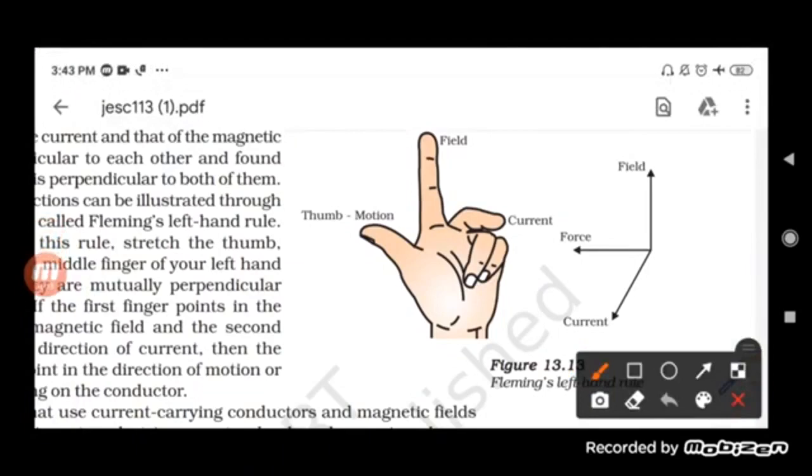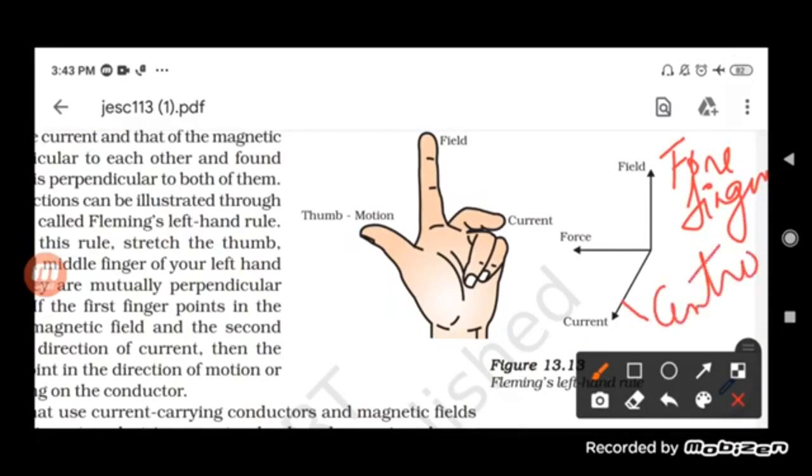You can see here how it is divided. This is the field, which is the forefinger. The thumb shows the motion, and C for center and C for current. So try to understand it this way: F for field and F for forefinger, so the forefinger tells the magnetic field. C for current and C for center finger, so the center finger helps us tell the current. So obviously only the thumb is left. The thumb will represent the magnetic force, or the movement, the displacement of the object.